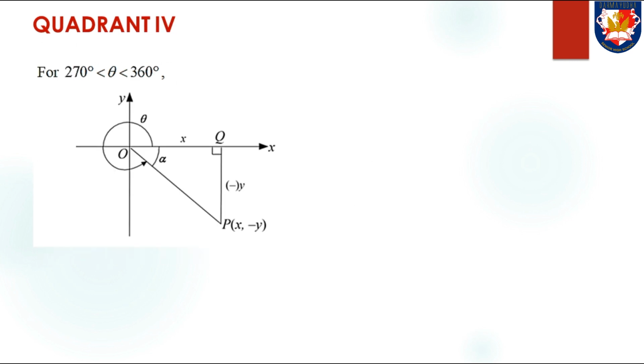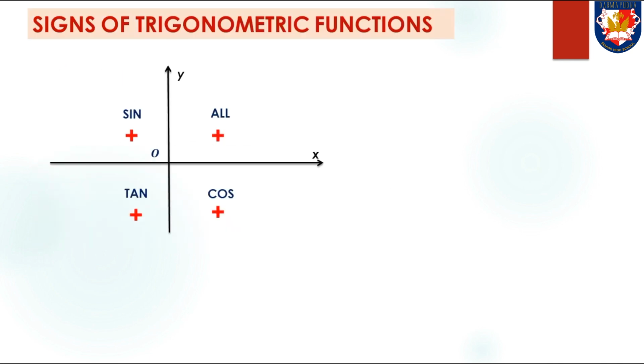For the fourth quadrant, sine theta equals negative y over r, cosine theta equals x over r, and tangent theta equals negative y over x. So from here we can conclude the signs of trigonometric functions. For the first quadrant, all of the trigonometric functions are positive. For the second quadrant, only sine is positive. For the third quadrant, only tangent is positive. And for the fourth quadrant, cosine is positive.